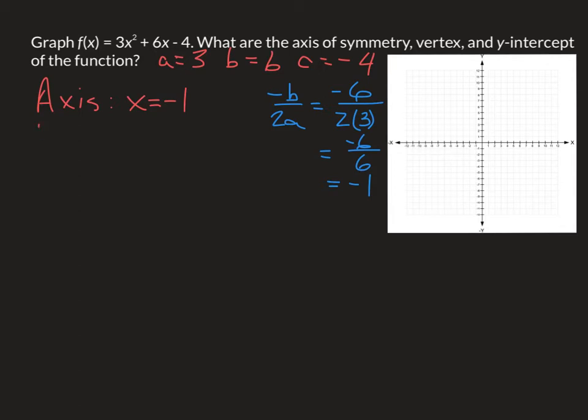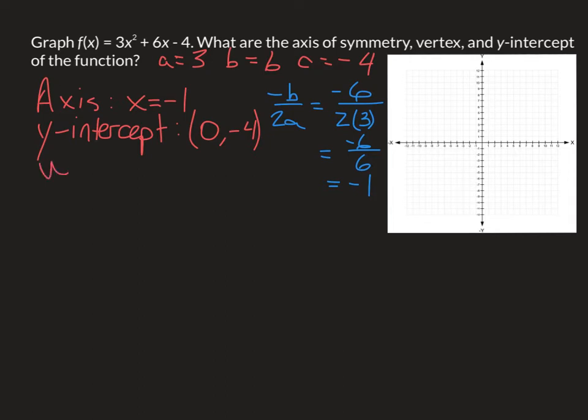We also can quickly give the y-intercept. The y-intercept is the same as the c value. So we're going to cross the y-axis at negative 4. That ordered pair would be 0, negative 4.